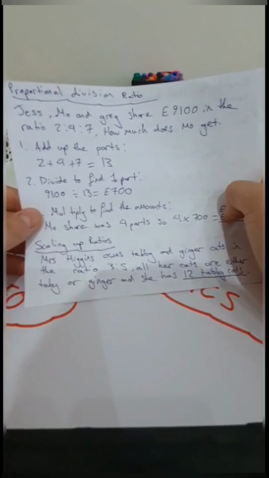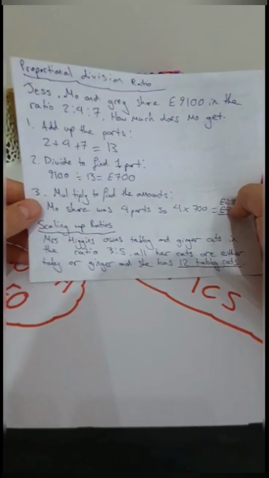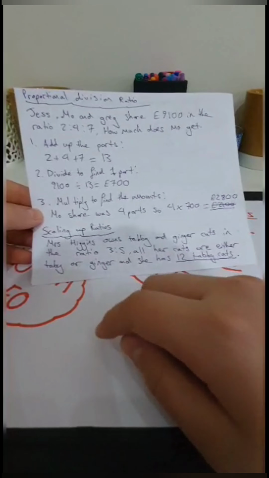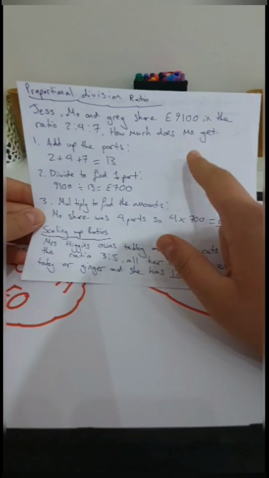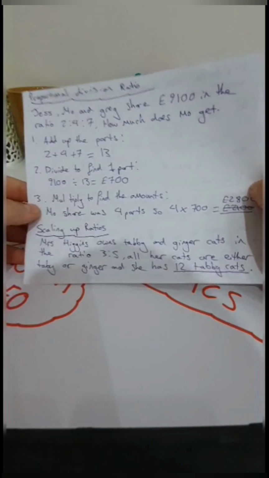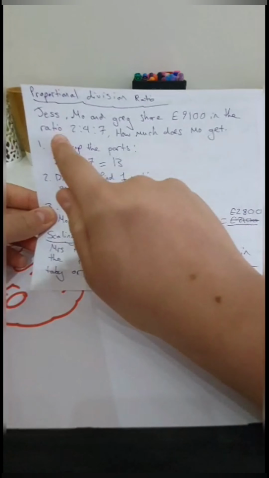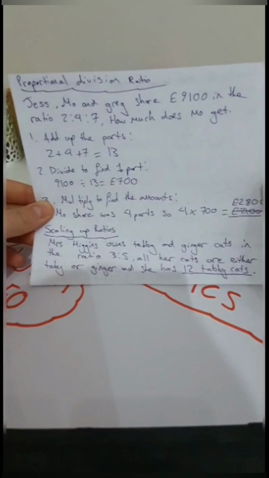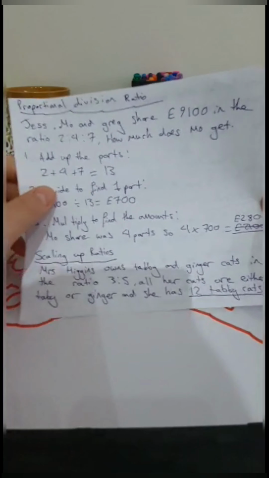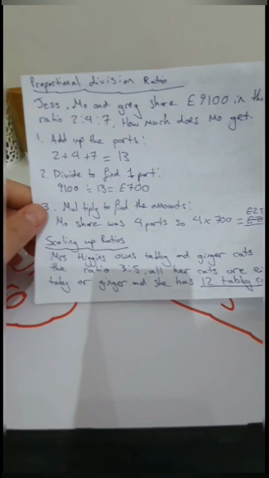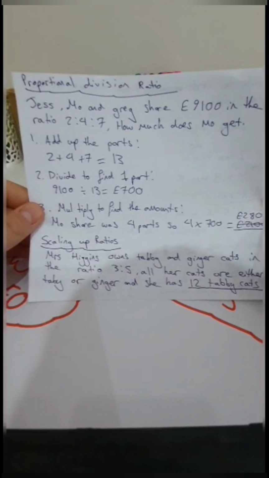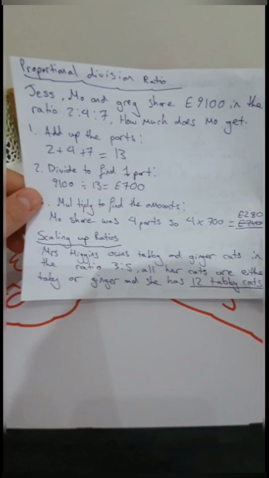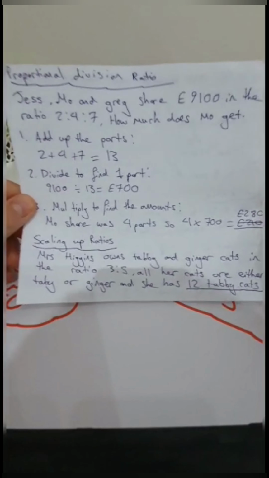Now we have proportional division ratios. This is even more complicated, but we'll try to help you out. An example is: Jess, Mo and Greg share £9,100 in the ratio 2:4:7. That means Jess has 2, Mo has 4, and Greg has 7. How much does Mo get? The first thing you should do is add 2, 4, and 7, which equals 13. Then we divide to get one part. So we do £9,100 divided by 13, which equals 700.